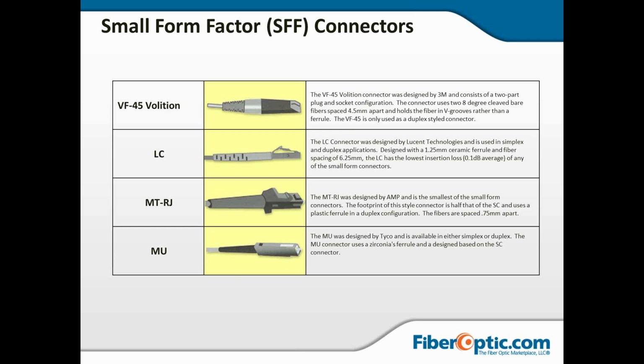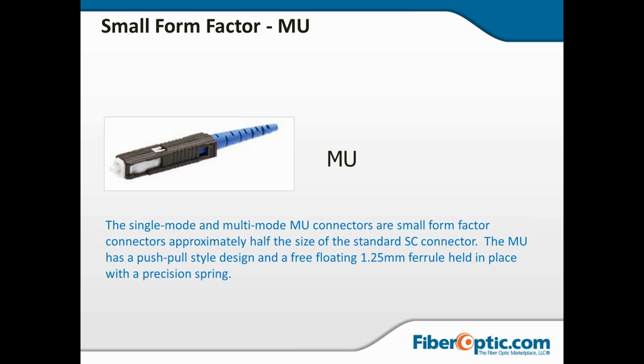And that is huge when we're looking at that previous slide and all of the density issues that we're finding in more and more places. Let's go through these one at a time with a little bit more detail. The MU, it's half the size. It's got a push-pull design and a free-floating ferrule, much like the SC, and it does have that 1.25 millimeter ferrule.